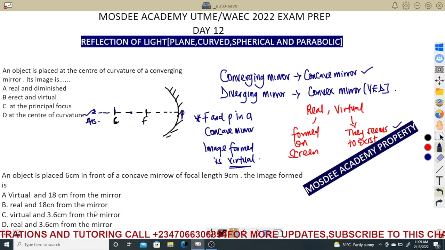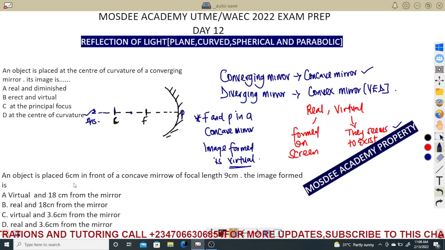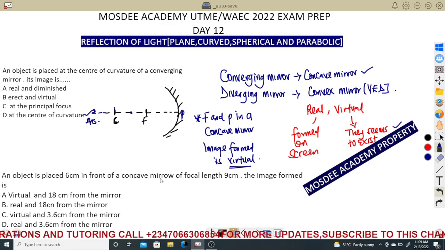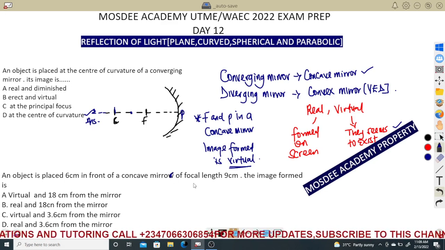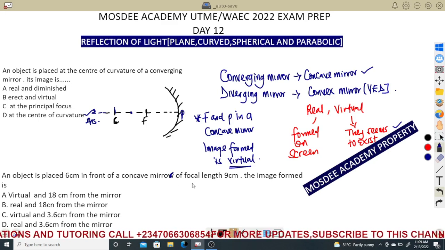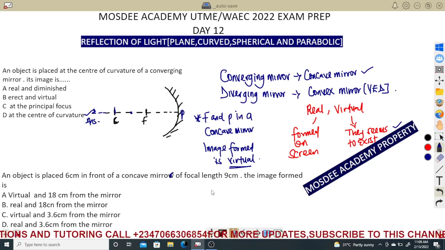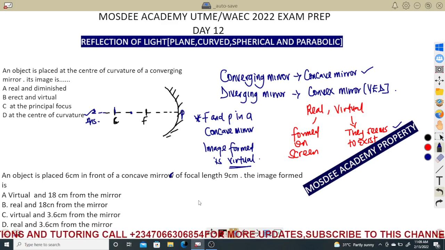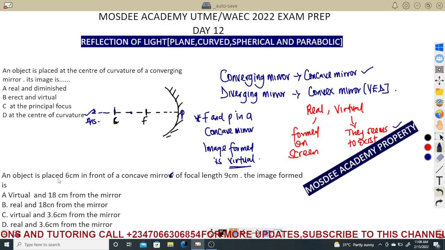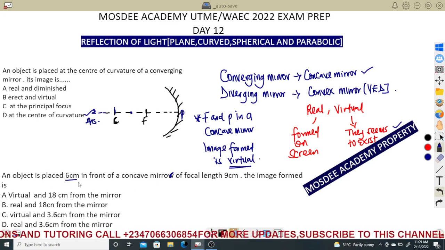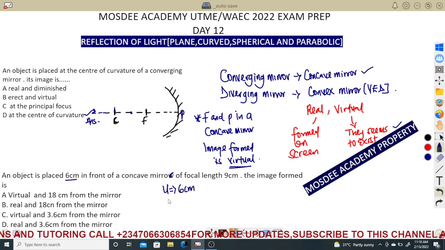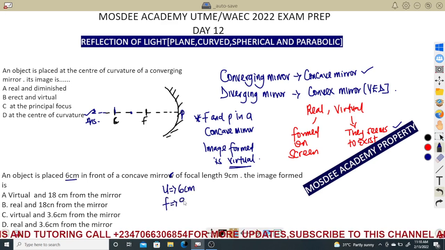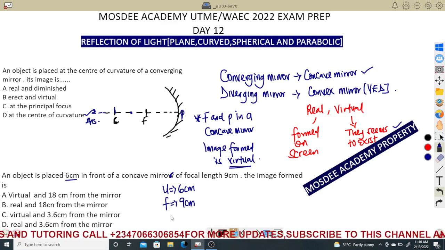The next one: an object is placed 6 centimeters in front of a concave mirror. This is a question where I think students are making mistakes nowadays, so we just need to be careful of the focal length. The image formed is dash. Let's look at the parameters we have. We have object distance U is 6. We've talked about this before, so we just need to solve. We have F to be 9 centimeters. So we are looking for V.